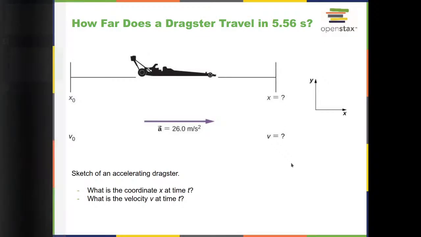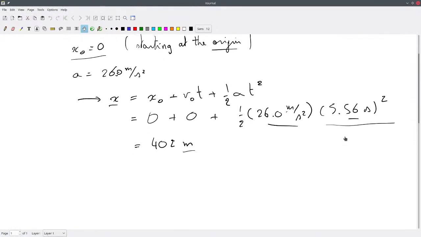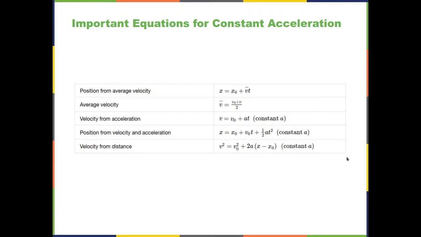The next question, what is the velocity at that time? So after accelerating from rest for 5.56 seconds at an acceleration of 26.0 meters per second squared, what is the final velocity? So again, what's the formula that we would want to use here? We are given the initial velocity, we're given the acceleration, we're given the time, and we're asked to calculate the final velocity. So what we're going to use now is the velocity from acceleration.